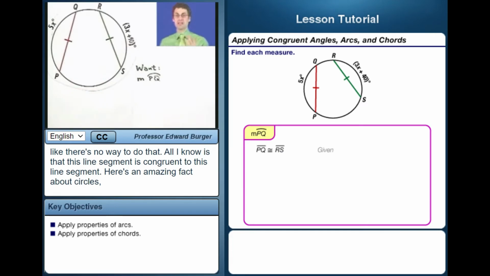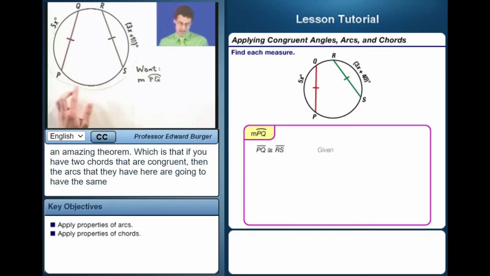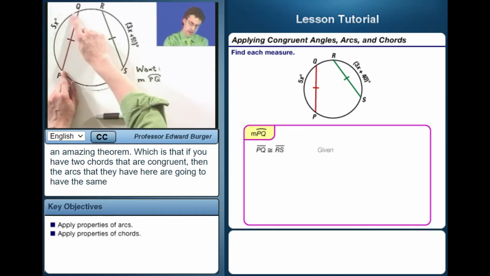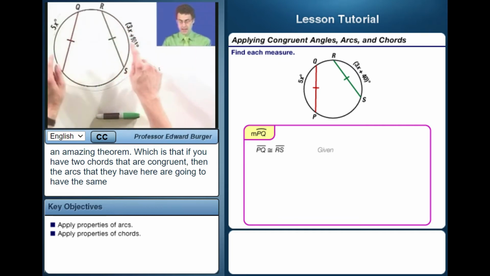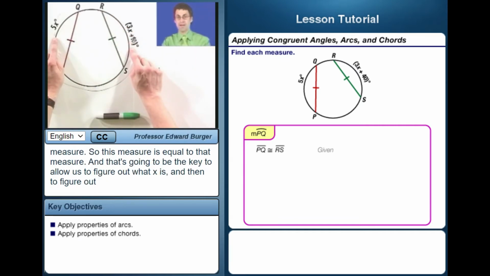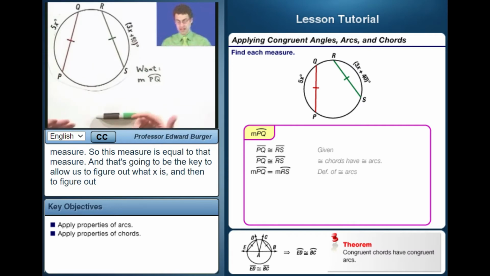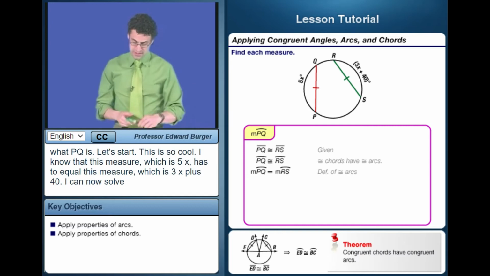Well, here's an amazing fact about circles, an amazing theorem, which is that if you have two chords that are congruent, then, in fact, the arcs that they have here are actually going to have the same measure. So, in fact, this measure is equal to that measure. And that's going to be the key to allow us to figure out what x is and then to figure out what PQ is. So let's start.